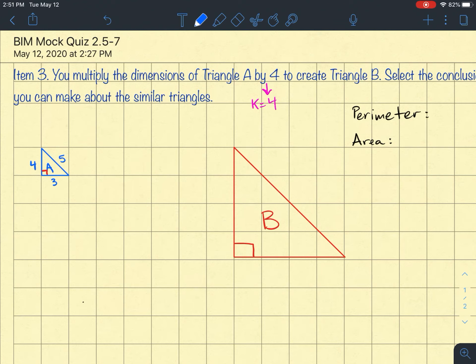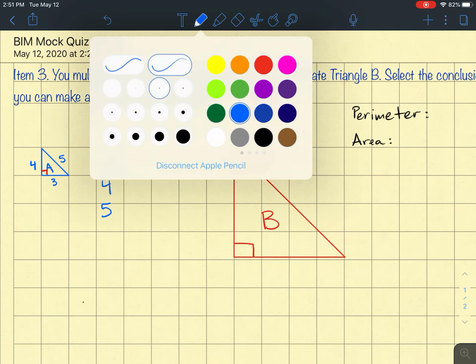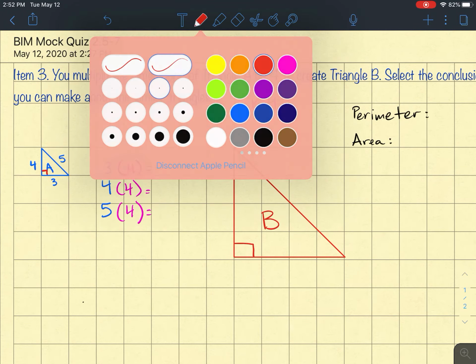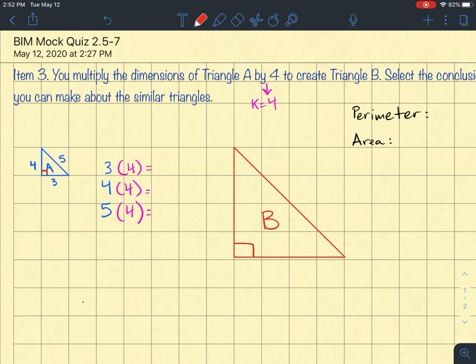But then it also tells us that we're going to do what with those dimensions? We're going to multiply them by 4. So now let's go ahead and take those dimensions. So we're going to write down 3, 4, and 5. And we're going to multiply each of those dimensions by 4. Okay, and what we get, we're going to use for the bigger triangle. So we're actually doing what the question had asked us to do, just to give you a visual.